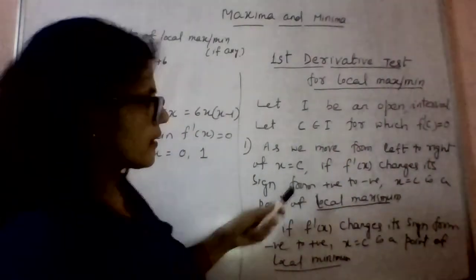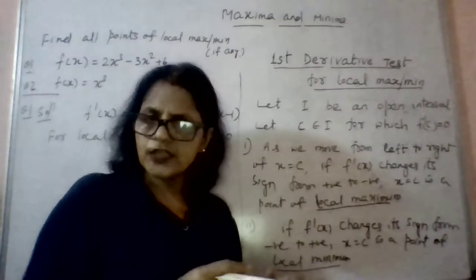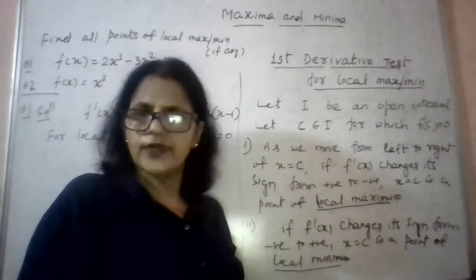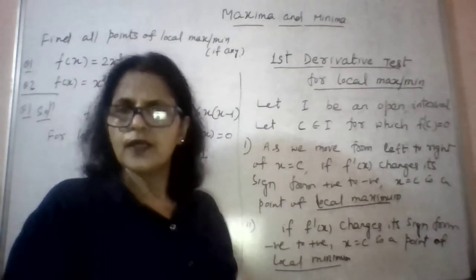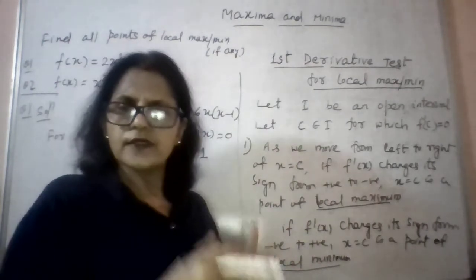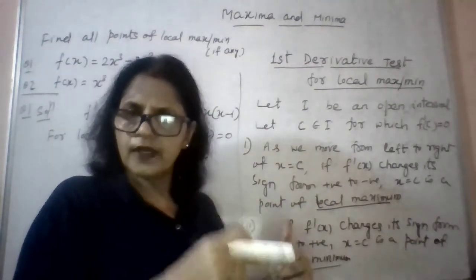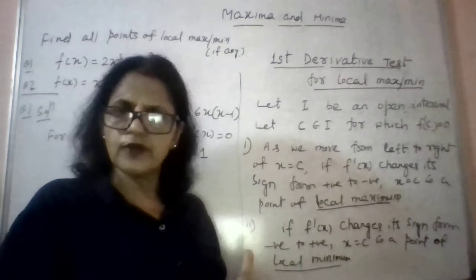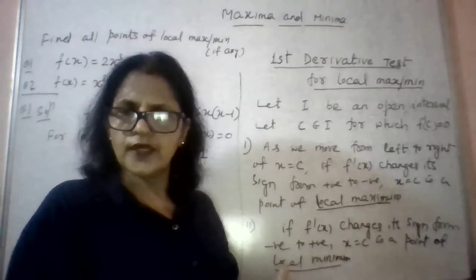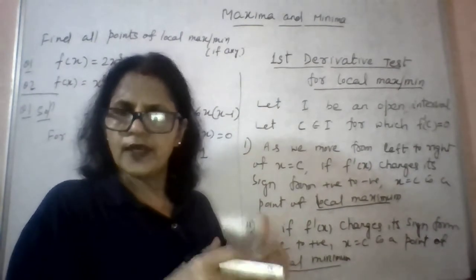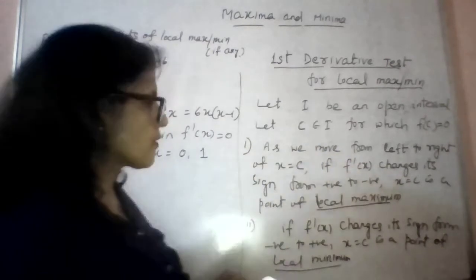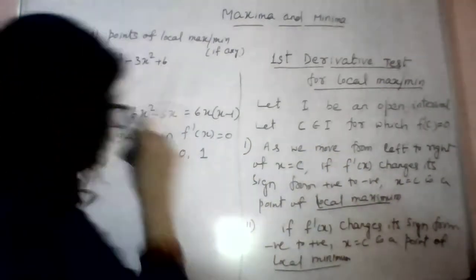So right now, if sign of the derivative changes from positive to negative as we move from smaller values to greater values, then x equal to c is called point of local maximum, and when sign of the derivative changes from negative to positive, we call it point of local minimum. And if the sign doesn't change, then that point, x equal to c, is called point of inflection, right? So let's take one example, then I'll show you.